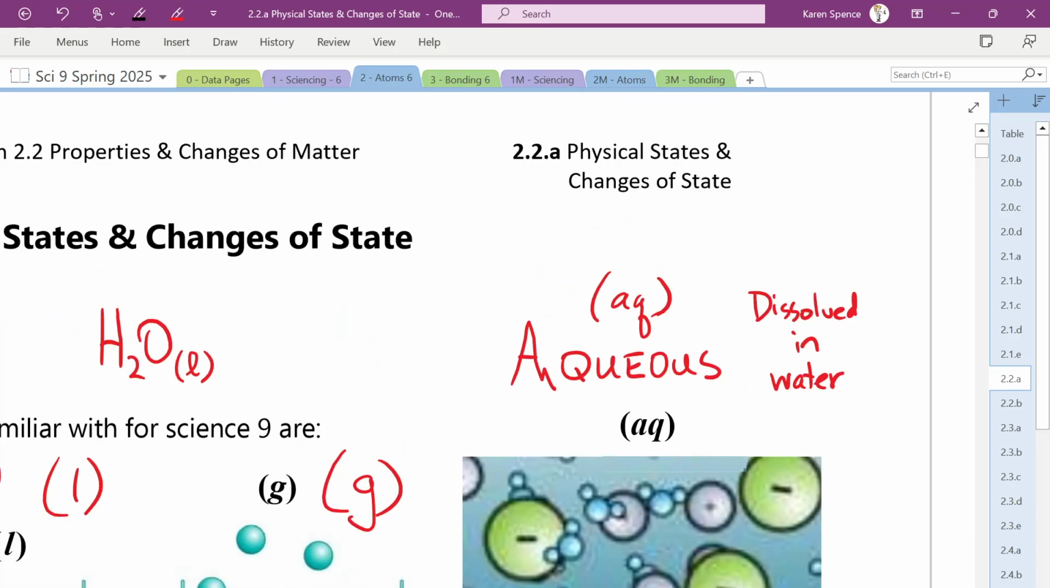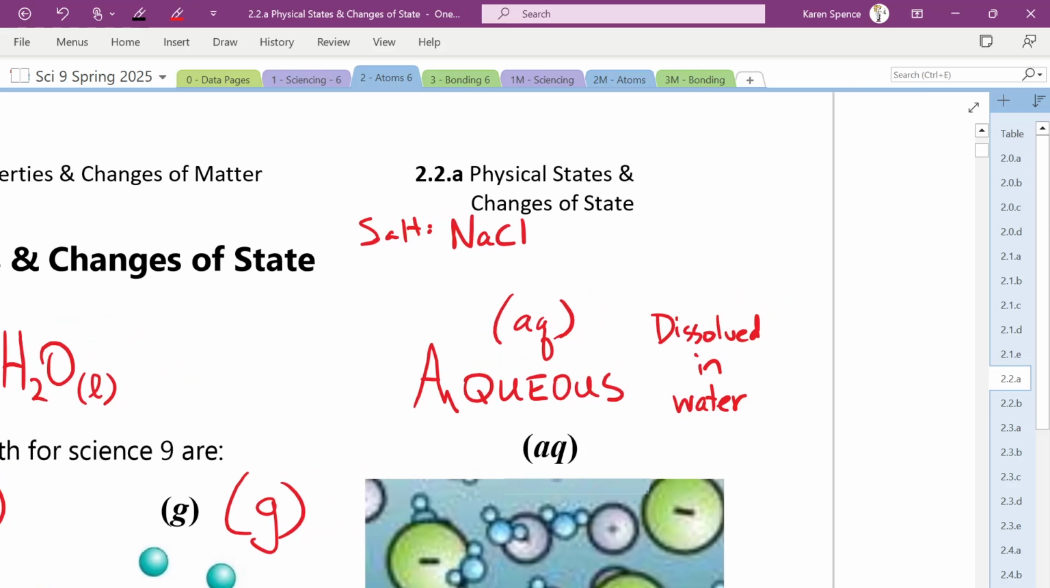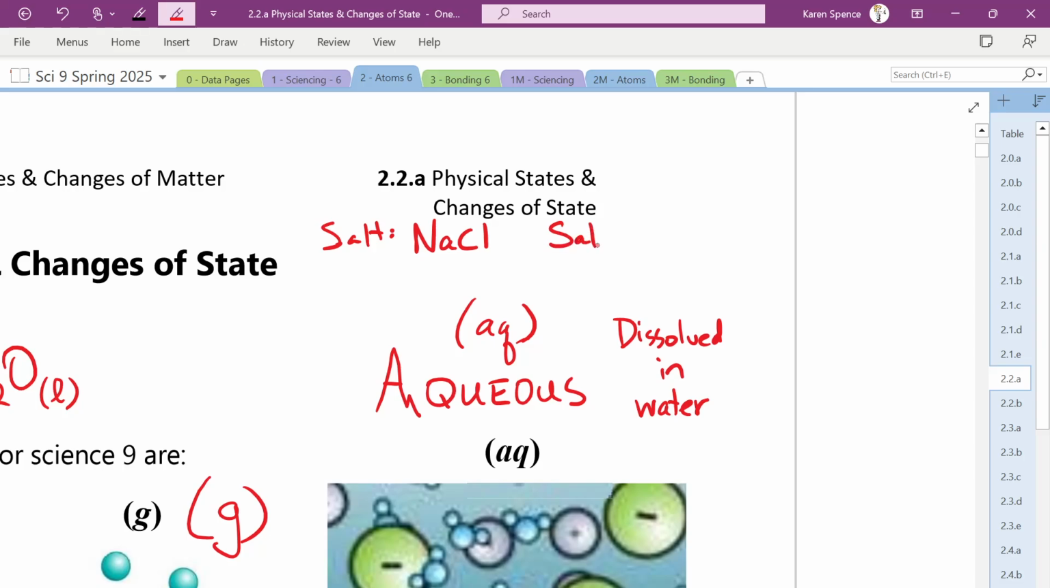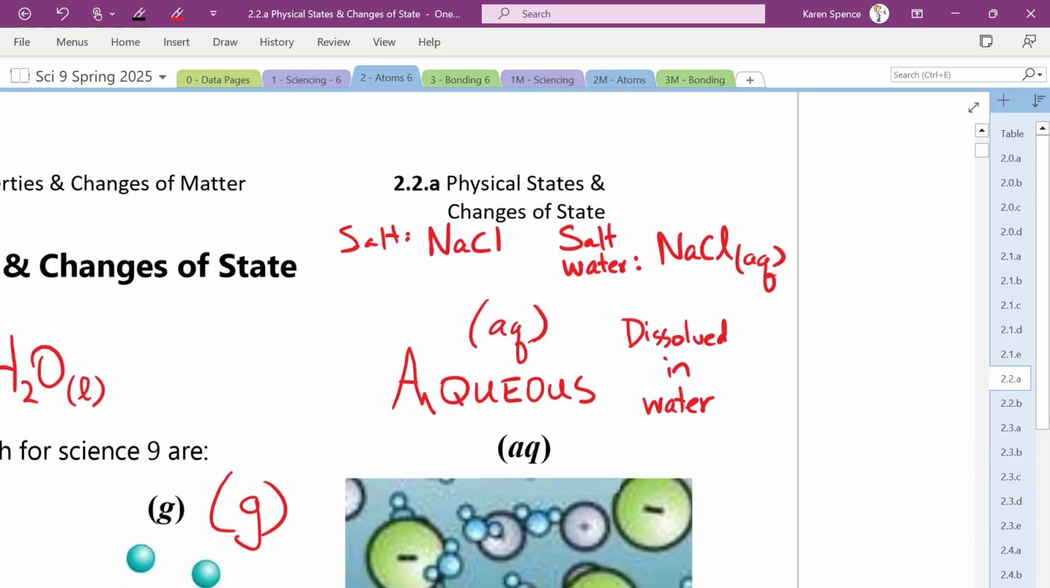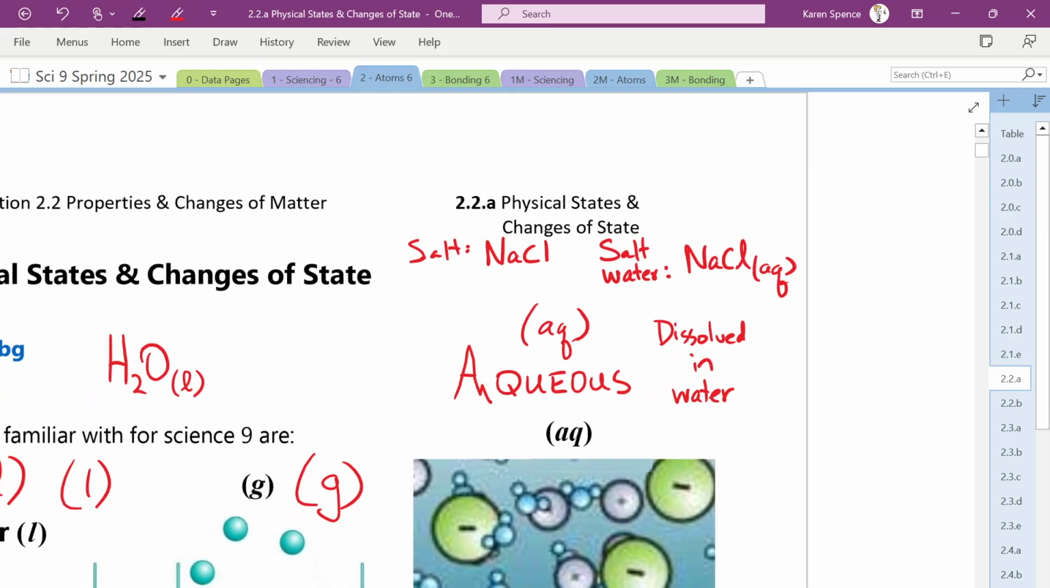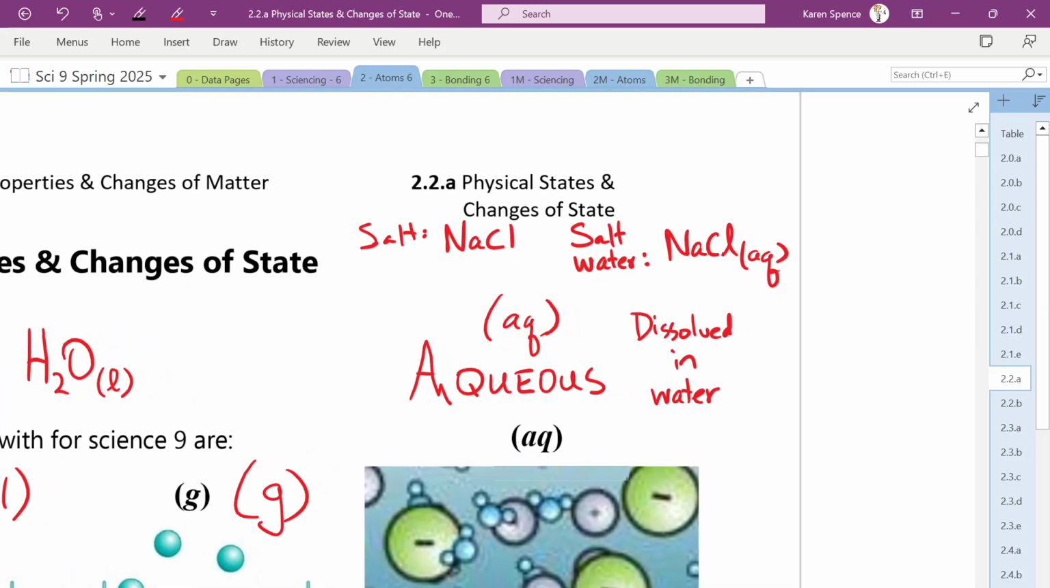Do you guys know the formula for table salt? Salt is NaCl. And if we have salt water, we would have NaCl aqueous. Okay? Because it's dissolved in water.